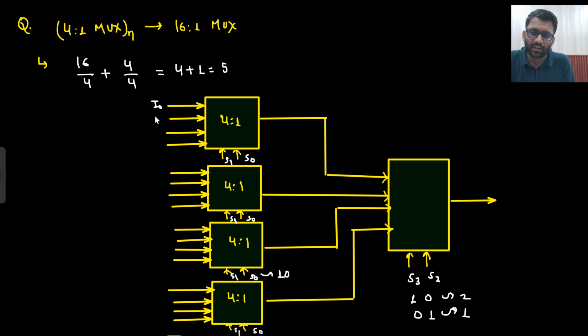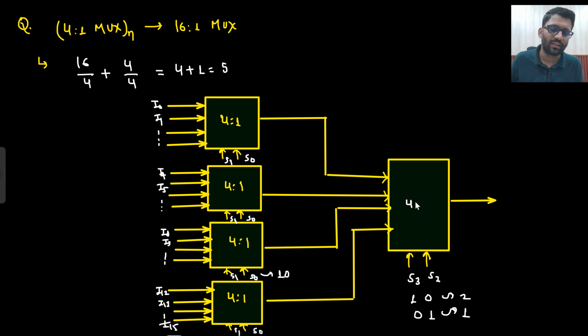Just like this, I0, I1, and in that manner I2, I3, I4, I5, I6, I7, I8, I9, I10, I11, I12, I13, I14, I15. So in that manner you are writing the output. So this is your complete 16:1 mux. This was your 4:1, and this was your output.